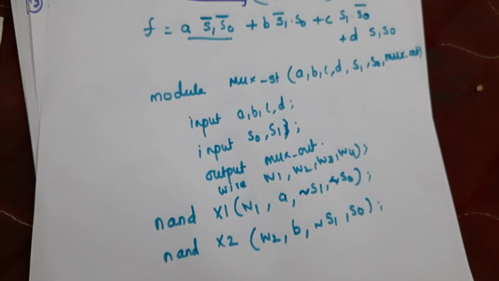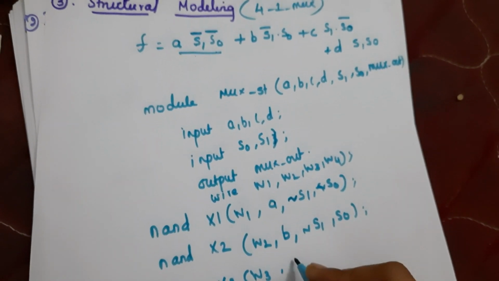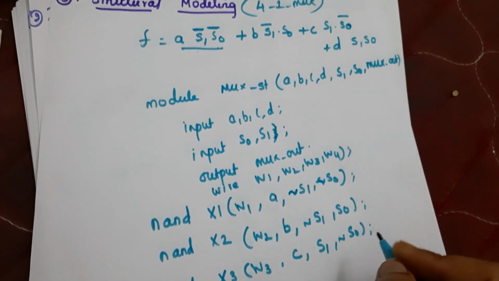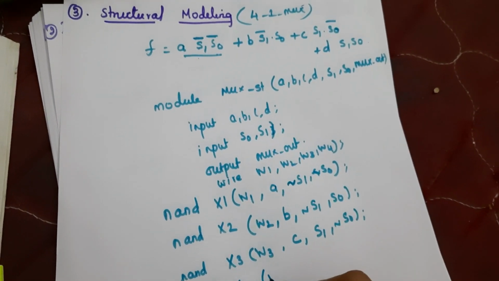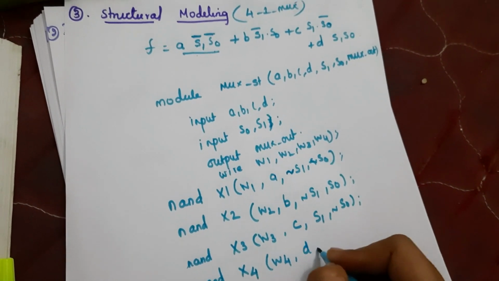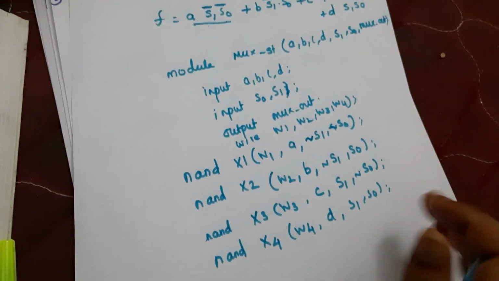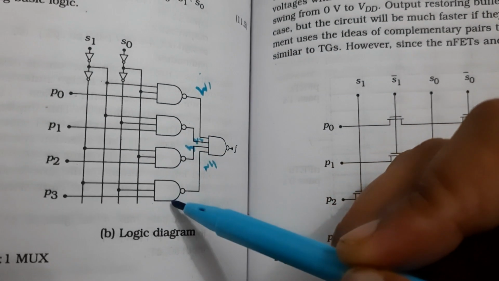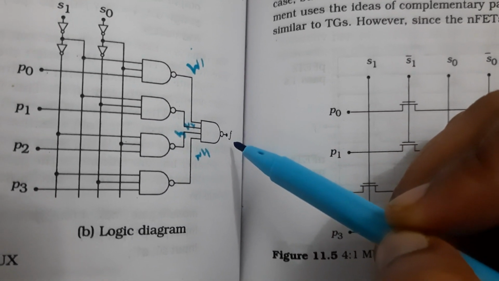Again another one, 4 NAND gates required, NAND X3, that is for W3, so that is C comma S1 comma inversion of S0. And again NAND gate X4, this is for W4, that is D comma S1 comma S0. So now we have defined the 4 NAND gates, and all the 4 NAND gate outputs are given to this single output. We will get the mux out here.